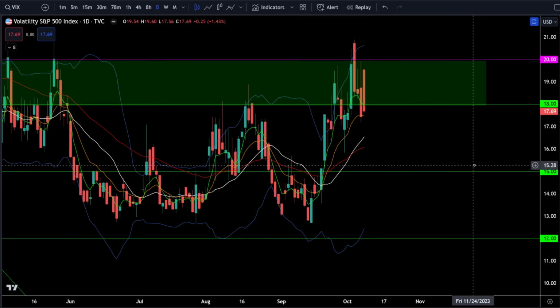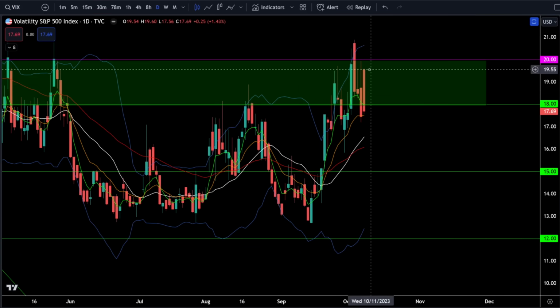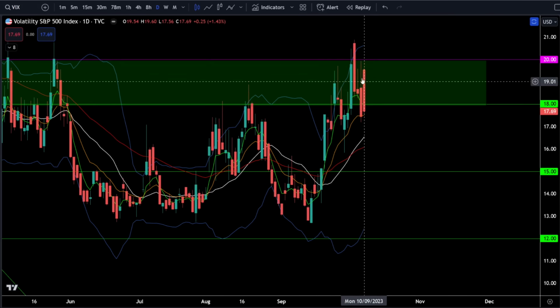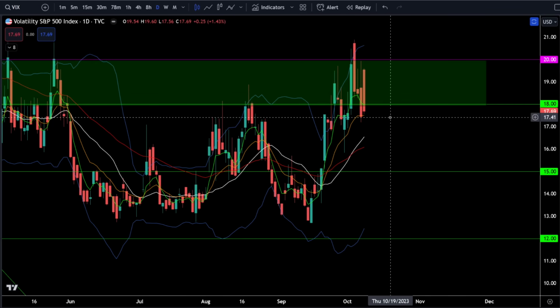On the VIX, we were up 1.43% today, but overall we continue to see the VIX crushing as it tries to break out above 20. And we really do need to see the VIX above 20 if we are going to get a more bearish scenario, because the VIX crushing from 20 is more in line with what you would see in a bull trend.